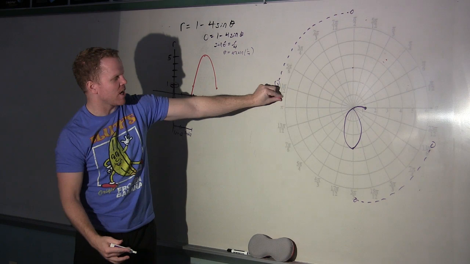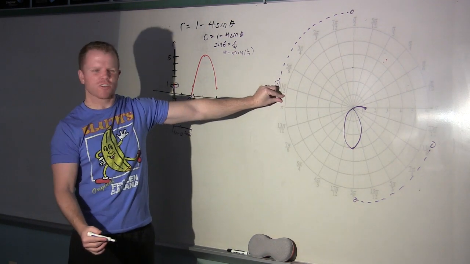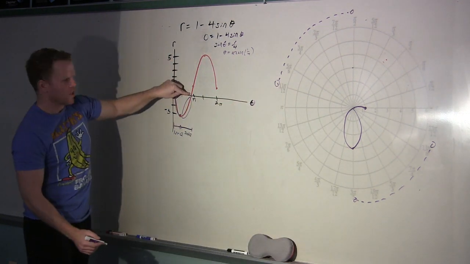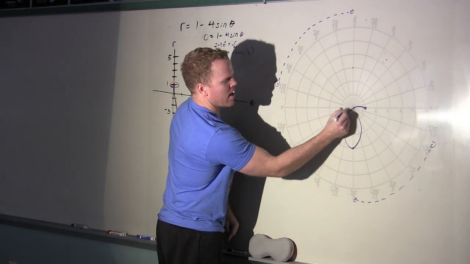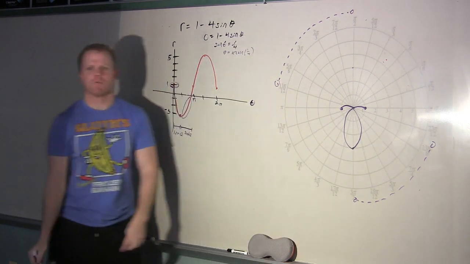So this little bit of second quadrant angles have positive r's, and so r is now 0, and now r is going to get bigger and bigger and bigger until r is 1. And that happens at pi. So here we are getting bigger and bigger and bigger.